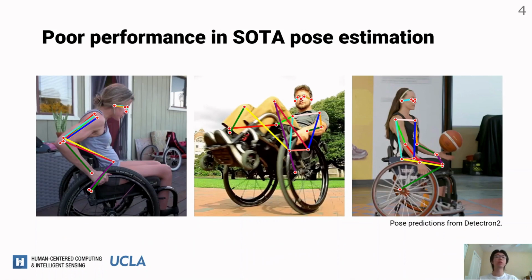We see that popular pose estimation models like Detectron 2 fail to accurately predict the posture of wheelchair users in everyday situations. As shown here, these models often mistake parts of the wheelchair as a limb or even completely miss certain joints.